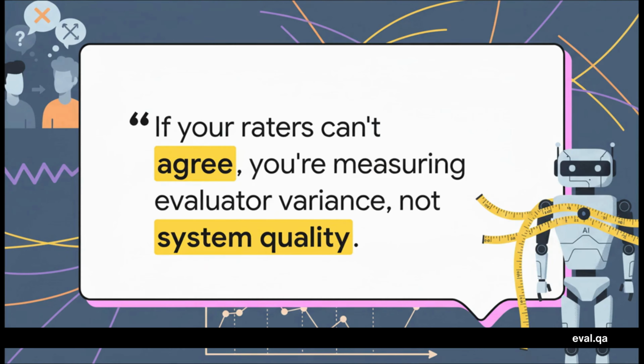If your raters can't agree with each other, their individual judgments are telling you more about evaluator variance than about system quality. What does that mean? It means if you give the same AI response to 2 different experts and they give you 2 totally different scores, who do you believe? If there's no consistency, you're not actually measuring your AI. You're just measuring the random opinions of your reviewers. That's a huge problem you have to solve.